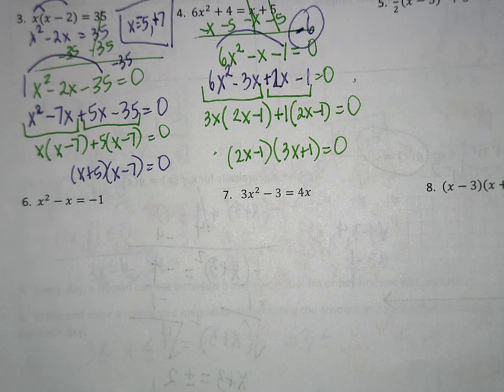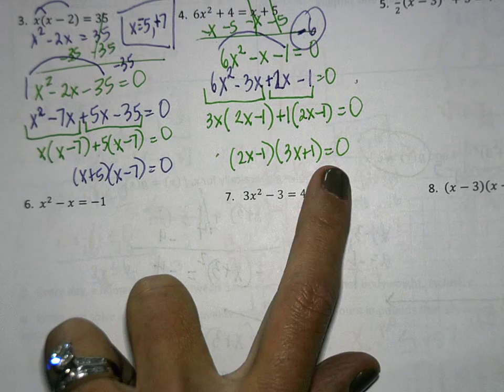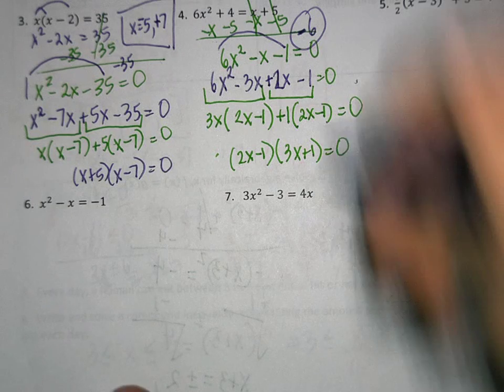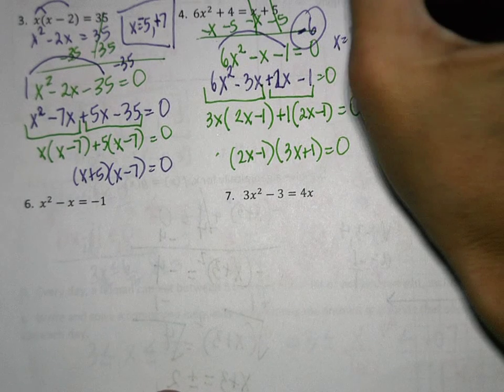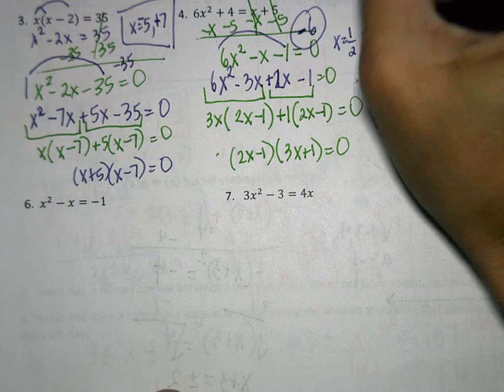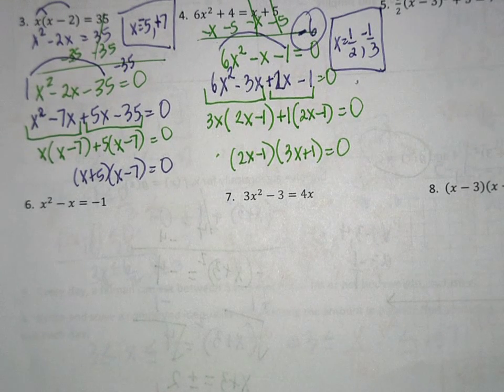Okay, and so when you set these equal to 0, can you guys do these in your head? Setting them equal to 0? Okay. Yep. X equals 1/2 and -1/3. If you can't do that in your head, just set up your equations. 2x minus 1 equals 0 and solve. 3x plus 1 equals 0 and solve. Yes, that's a +1/2. It's just an equal sign in front.